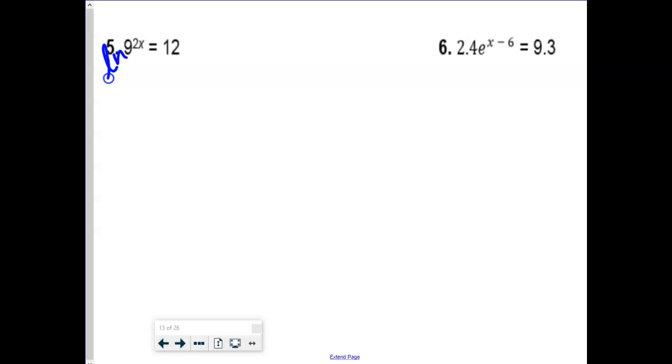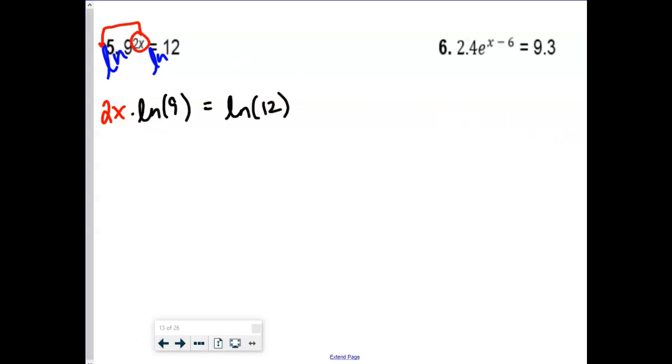So if we apply a natural log or a common log to both sides of the equation, while nothing cancels, what does happen is this exponent comes down in front of the logarithm. So this becomes 2x times the natural log of 9, which is just some disgusting number, and it equals the natural log of 12.